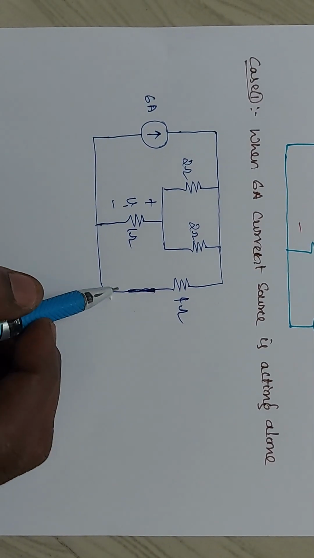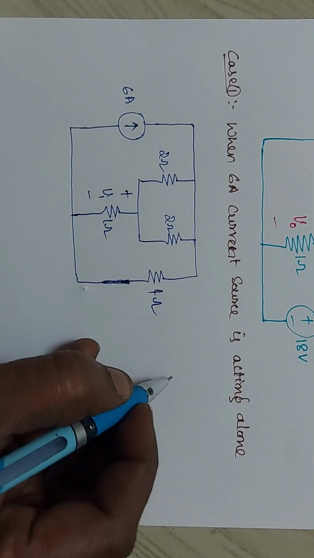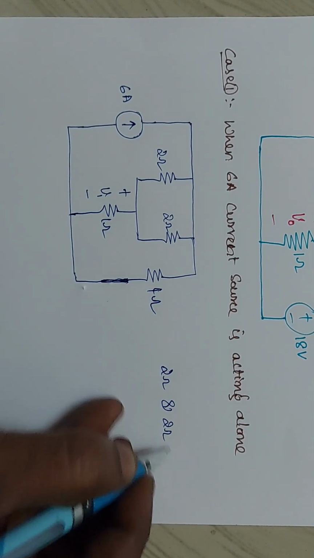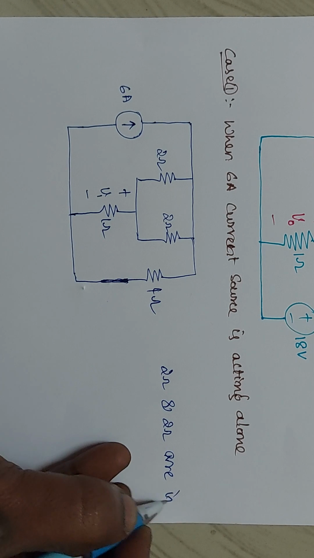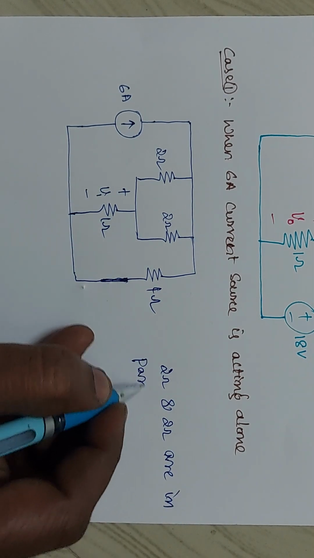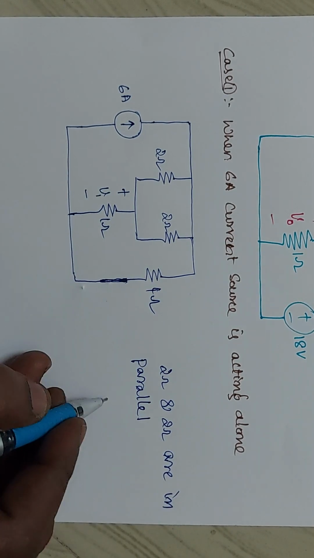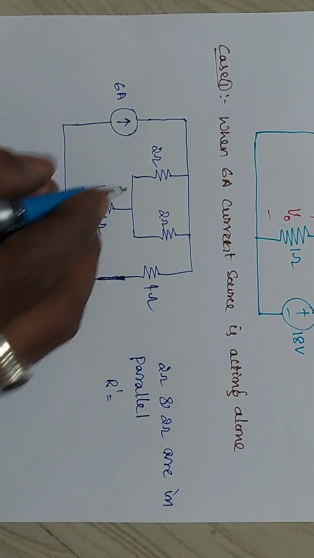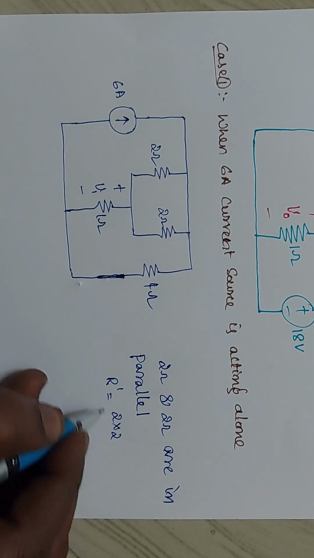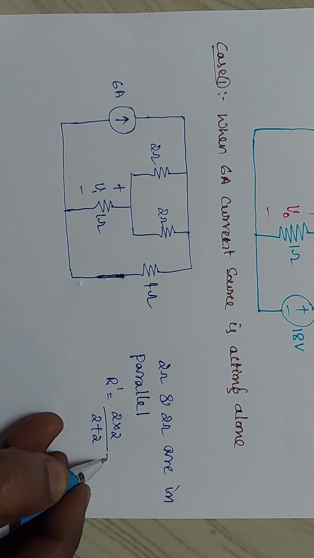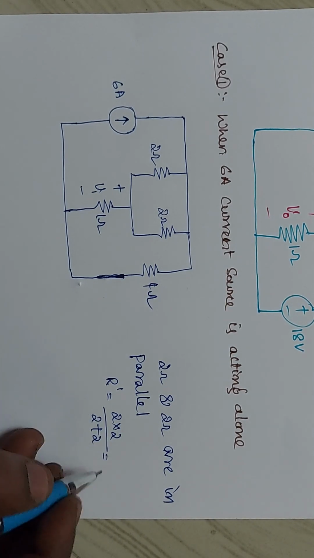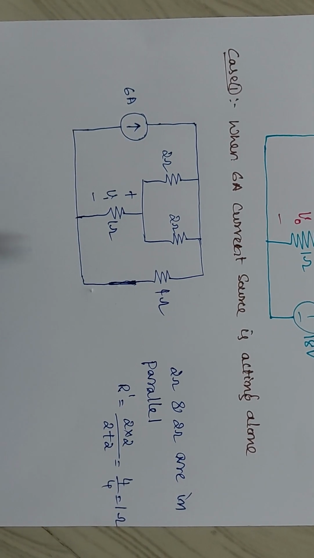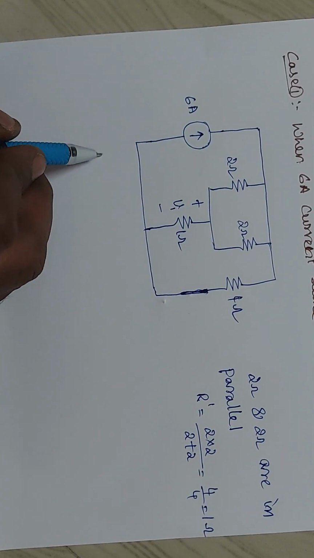Here 2 ohms and 2 ohms are in parallel, so replace with this one. R dash equals 2 into 2 divided by 2 plus 2, that is R1 into R2 divided by R1 plus R2. 4 divided by 4 equals 1 ohm. So I redraw the circuit once again.